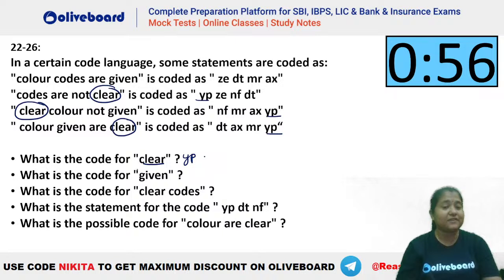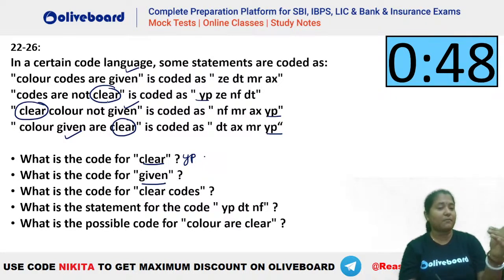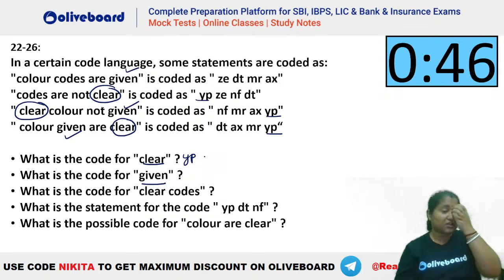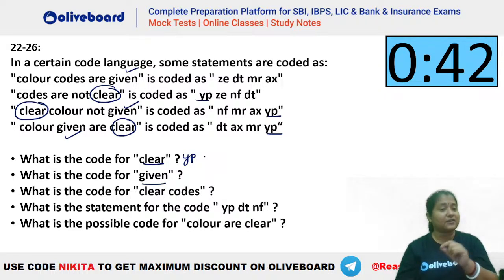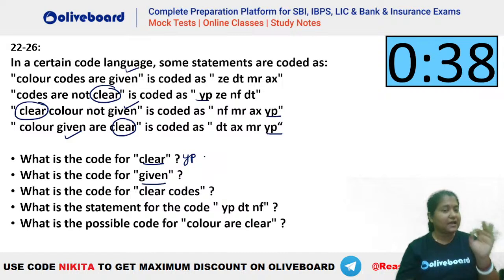Okay. Similarly for given, what should be the code for given here? You can see given is there in the first one. Given is there in the fourth one, it's there in the third one. So if you compare the three, color codes are given, clear, color not given, color given are clear. So you can see we have color and given in all, right? Color and given is there in the first, it's there in the third, it's there in the fourth. And neither color nor given is there in the second. That means we will have an either or here.